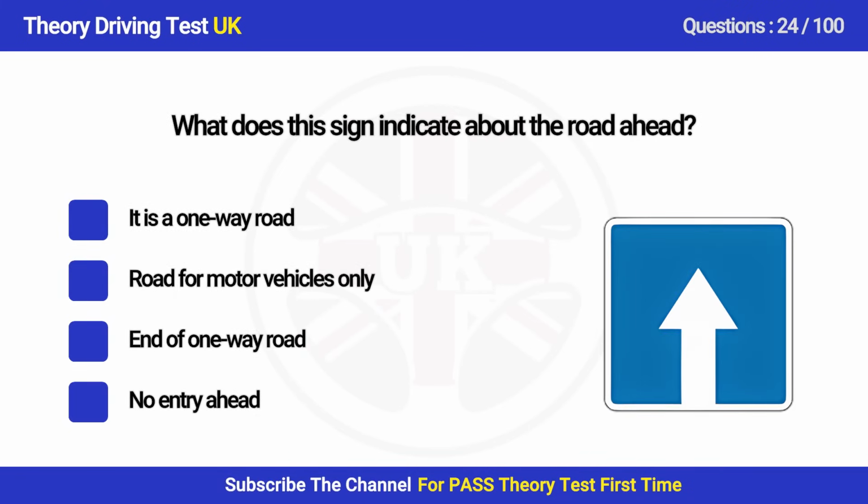Question 24. What does this sign indicate about the road ahead? A. It is a one-way road. B. Road for motor vehicles only. C. End of one-way road. D. No entry ahead.